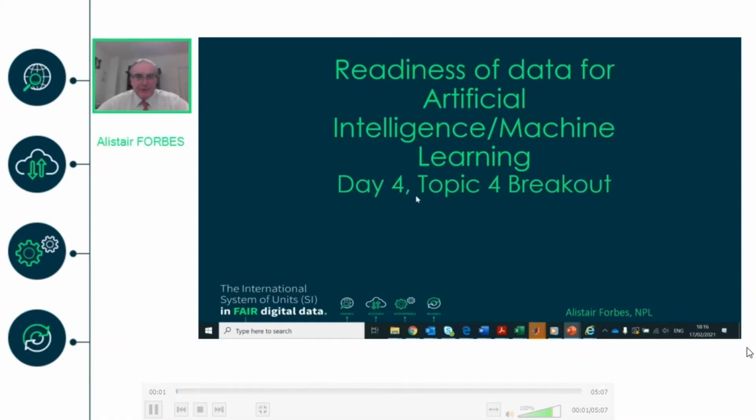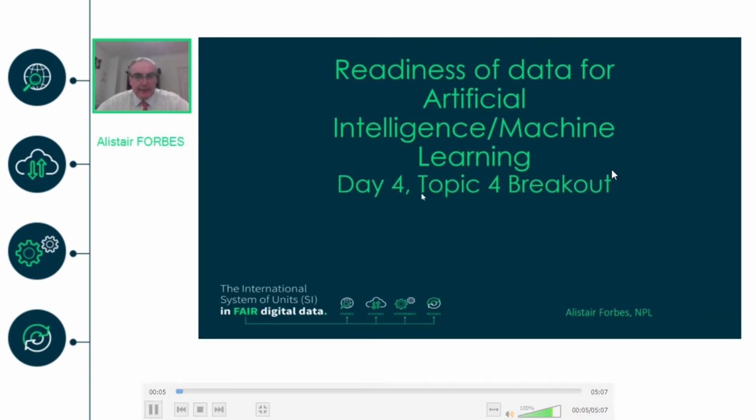Hello, I am Alistair Forbes, a mathematician working in the data science department at the National Physical Laboratory, the UK's National Metrology Institute. I want to say a few words about this discussion session in the context of the SI Digital Framework Initiative.